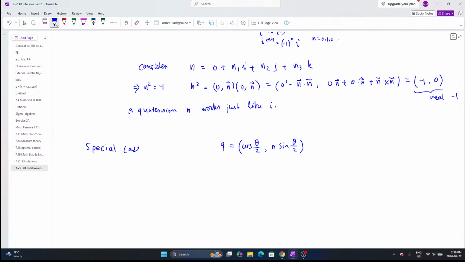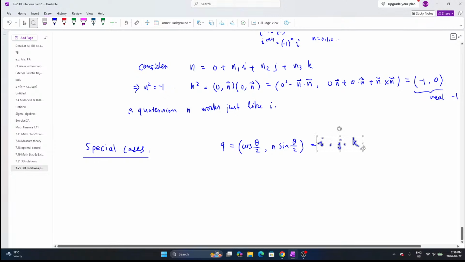Special cases. Because if we are given theta and n, you can obviously calculate Q. But what if Q is a given quaternion? Its meaning needs to be identified. So special cases, Q equals i, j and k. Let's see what happens. First of all, a super obvious special case: let's say Q is just 1.